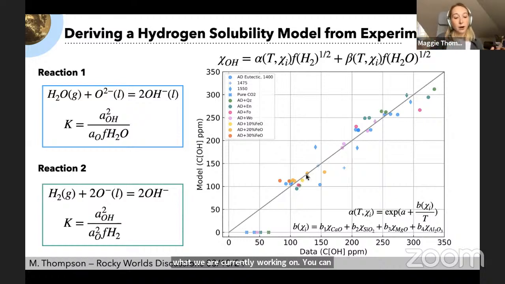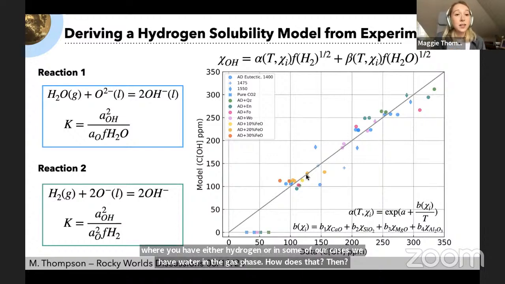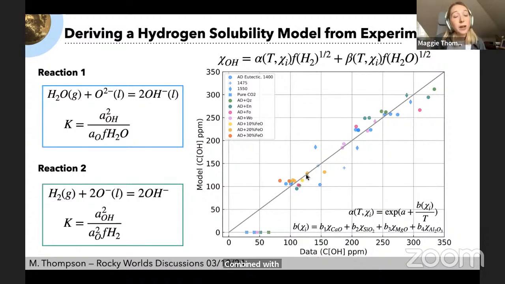The first thing to do is to think about what are the main chemical reactions that are actually happening in this system, where you have either hydrogen or, in some of our cases, water in the gas phase. How does that then combine with oxygen in the silicate melt to ultimately form this OH feature that we see in our infrared spectra? And so we think there's two main reactions that are taking place. In the case where we actually have some oxygen in the gas phase, we are producing water. And then that water can react with oxygen that's in your silicate network and form OH. So that's the reaction in the blue box.